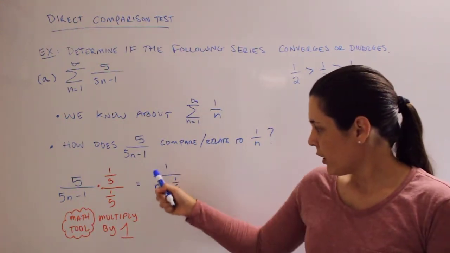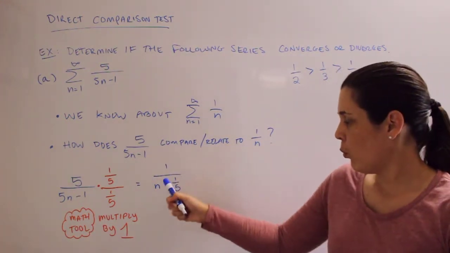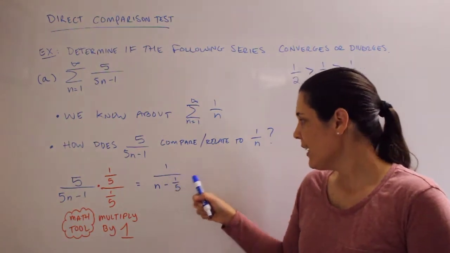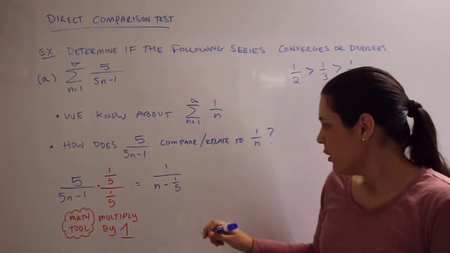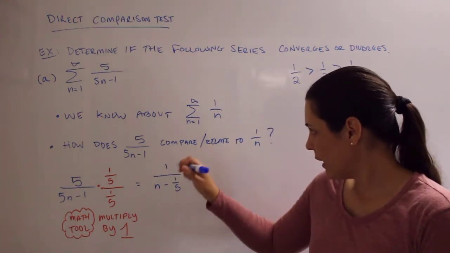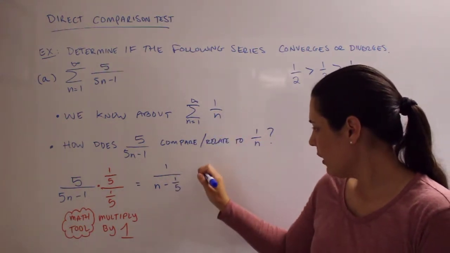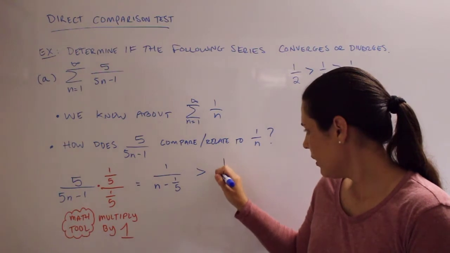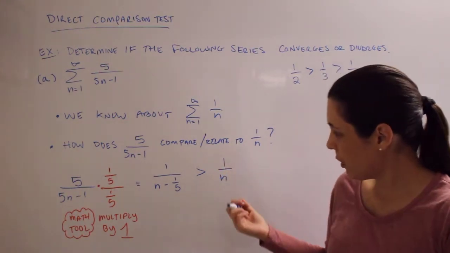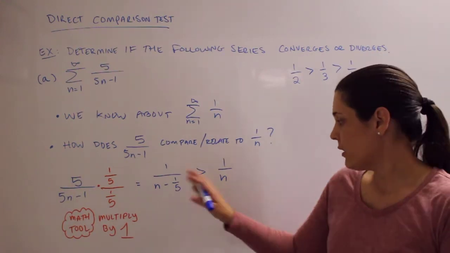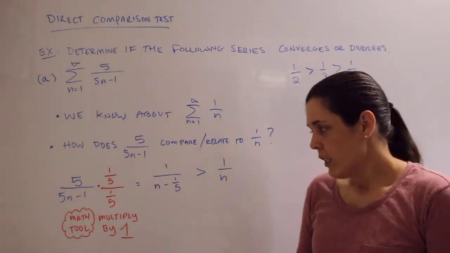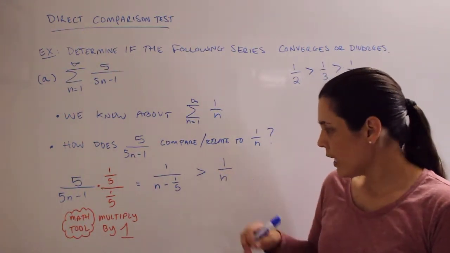So this quantity is less than this one. 1 over n, take away something, is actually bigger than 1 over just n. So we know this is how these two sequences relate. This one is greater than, or technically I was thinking it could be equal to, but it won't. It's strictly greater than 1 over n.